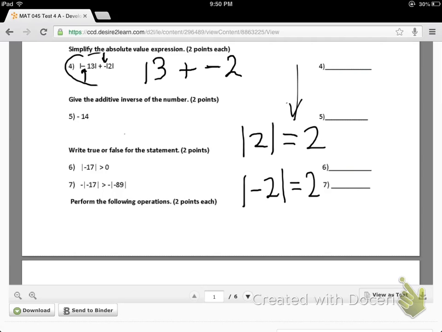This negative is not there anymore, because remember, what's inside an absolute is the positive result. So negative 13 becomes 13, and 2 just becomes 2. Again, this has nothing to do with it. This is outside, I'm leaving it there. Let's step back. So really, what's 13 take away 2? It's 11. That's the answer to that.